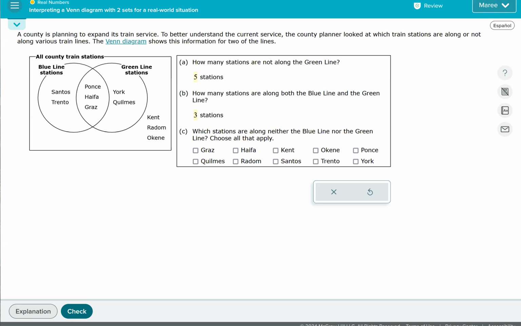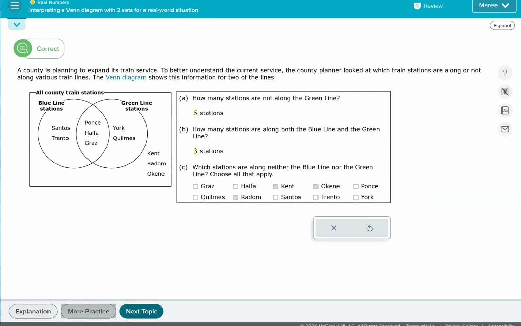So it says, which stations are along neither the blue line nor the green line? So we're going to look at the stations that are outside both of those circles. So that's going to be Kent, Radom, and Okeen.